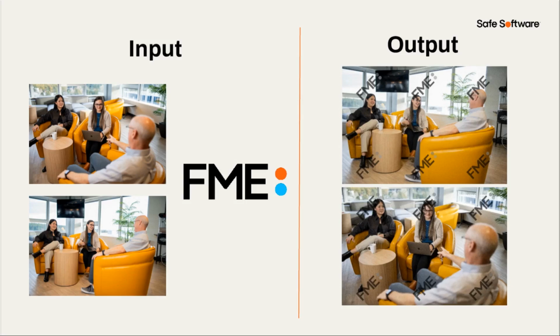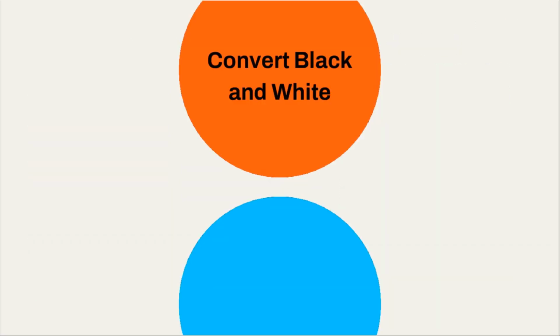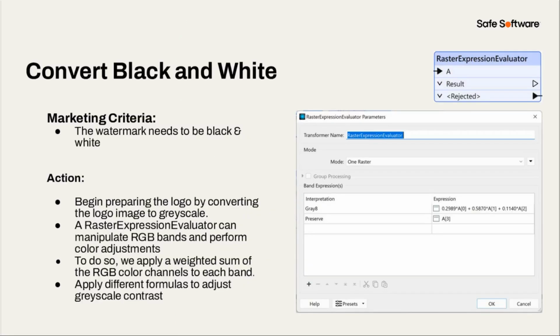And we can get started by getting familiar with our data. So this is what we're working with on the left, and this is the output we're working towards on the right. So before doing anything else, we need to prepare the logo for overlaying. So first we need to convert the logo to black and white, and sometimes this is called grayscale.